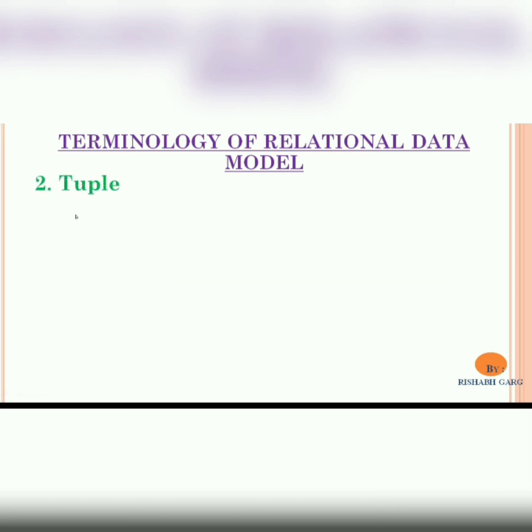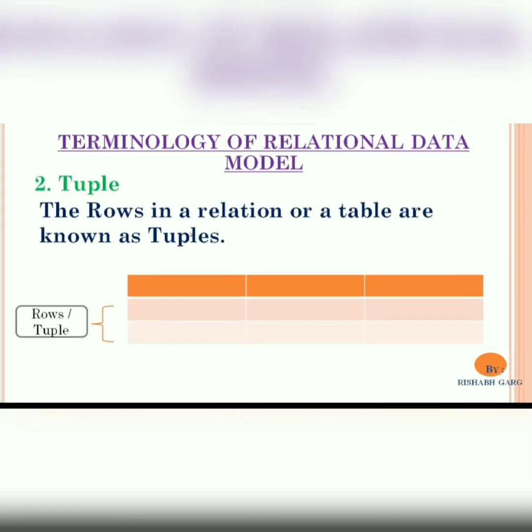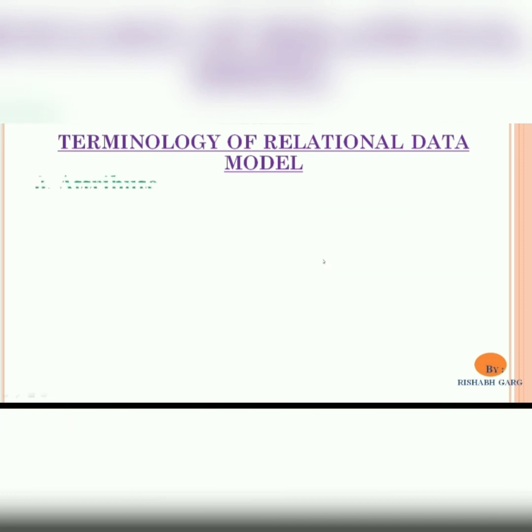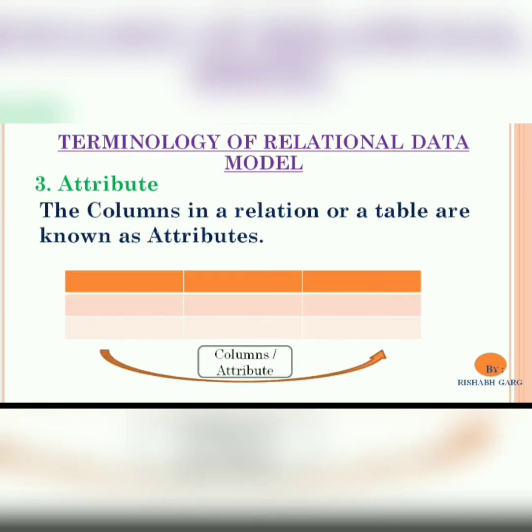Number 2 terminology is tuple. The rows in a relation or a table are known as tuples. It means in a table, rows are also known as tuples. Number 3 terminology is attribute. The columns in a relation or a table are known as attributes. It means in a table, columns are also represented as attributes.